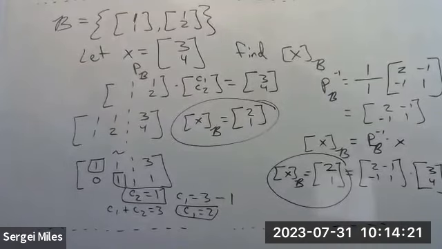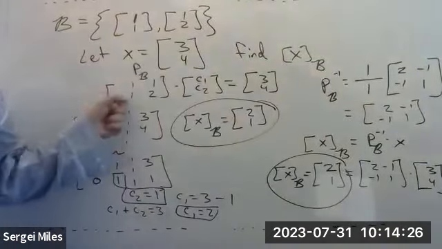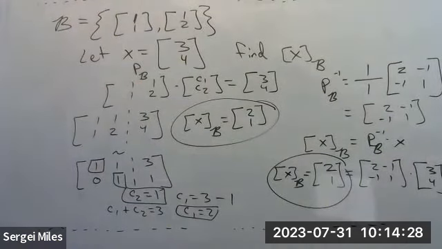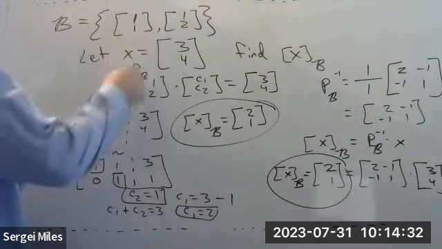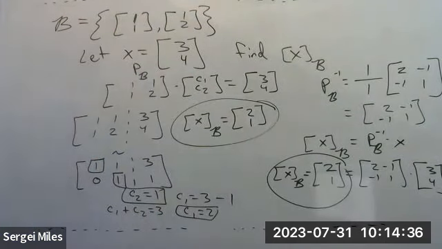But also highlight here, this inverse method only works if PB is square. If you do not have the same number of entries and the same number of vectors, then it is not going to be square. It will not be invertible. So there are times when this might be the only way to solve the question.